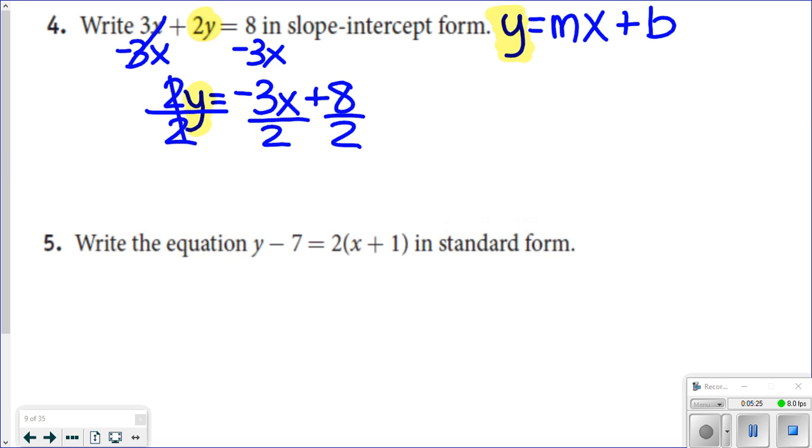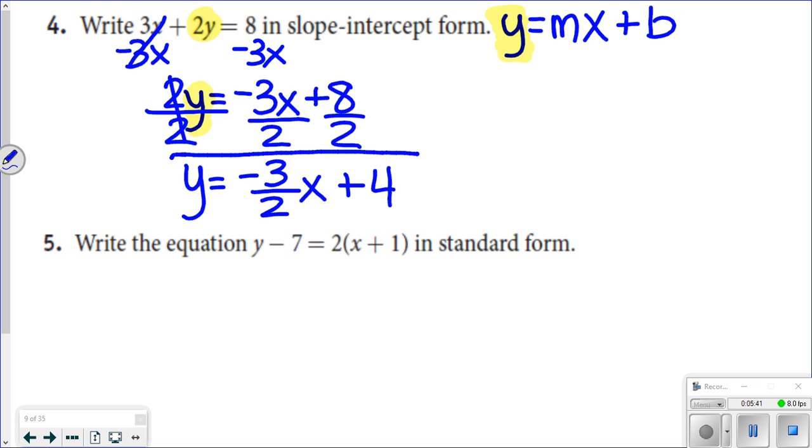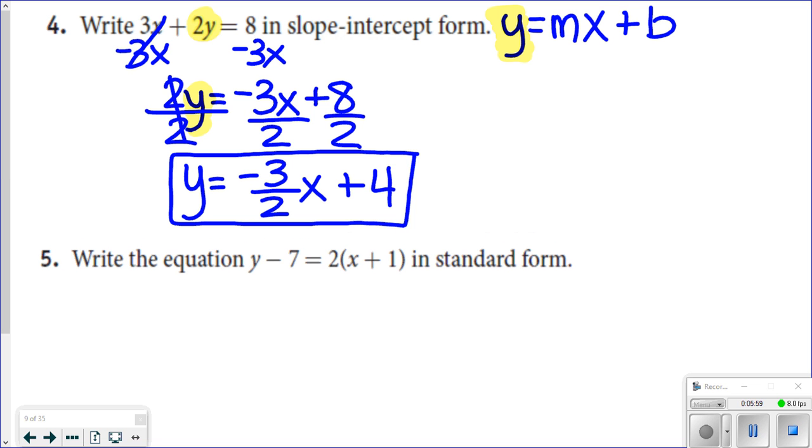2 divided by 2 cancels out, so we're left with y equals negative 3 halves x, and then 8 divided by 2 simplifies to 4. And this looks like y equals mx plus b. M is my slope, which is negative 3 halves. That's your rise over run. B is your y-intercept, which happens to be 4 here. And it's okay if we have fractions because it's slope-intercept form. My slope can be a fraction.